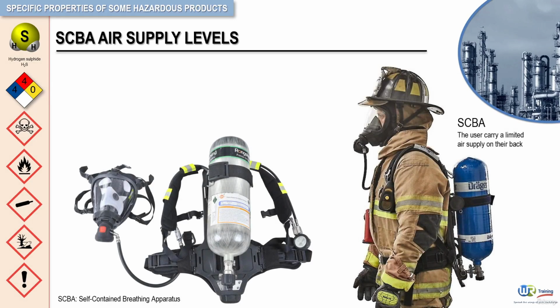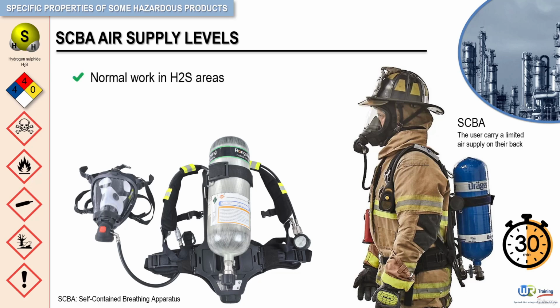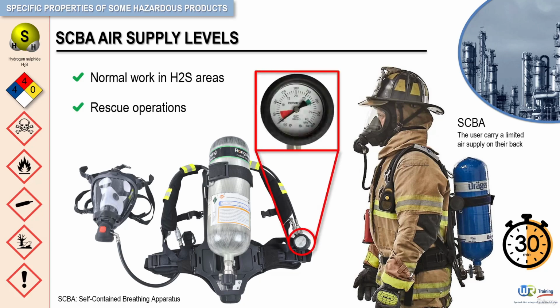A traditional SCBA will have a 30-minute air supply. It may be used for normal work in hydrogen sulfide areas or for rescue operations. A low air alarm will sound when 25% of the air supply remains. When this occurs, you must leave the area immediately.